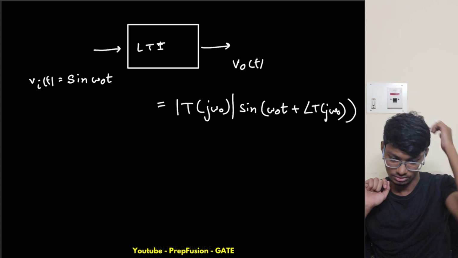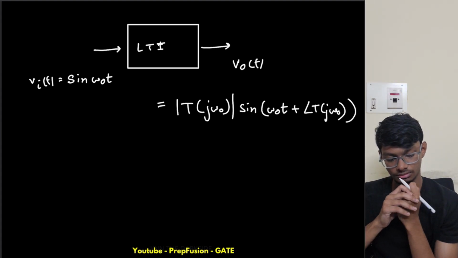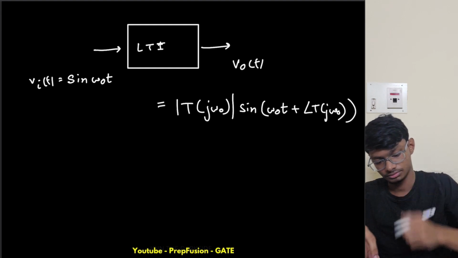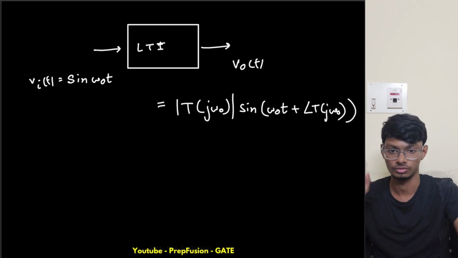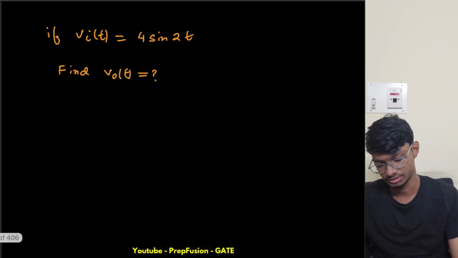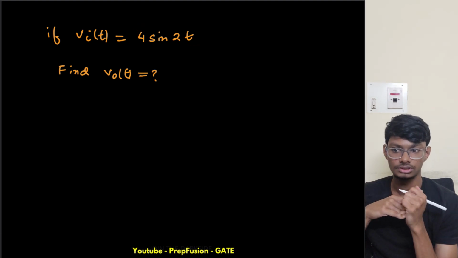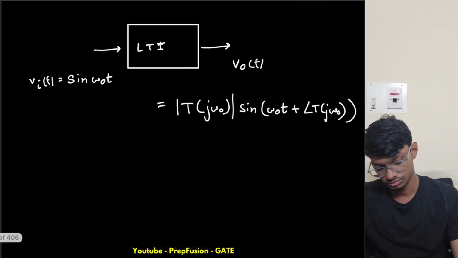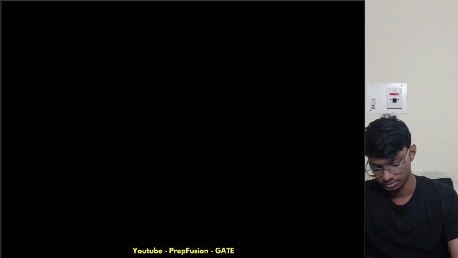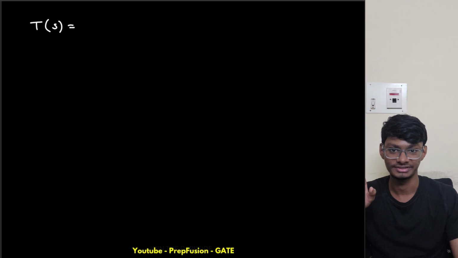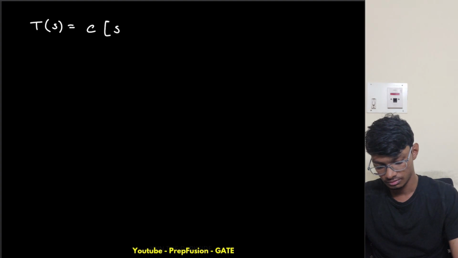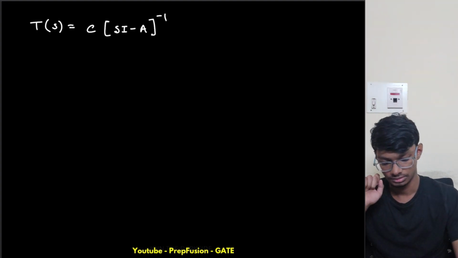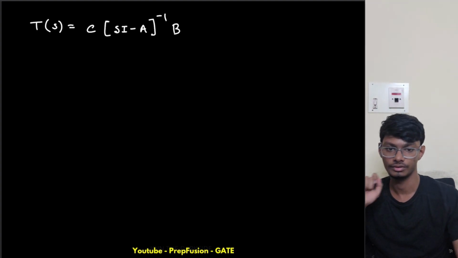Then with this transfer function at j omega, we simply write the output expression. We don't need to do all those things, like taking the Laplace transform of this signal and multiplying with the input, right? So let's first find the transfer function. What will be my transfer function? I told you one thing: you have to mug up one relation. That relation was C times (SI minus A) inverse times B.